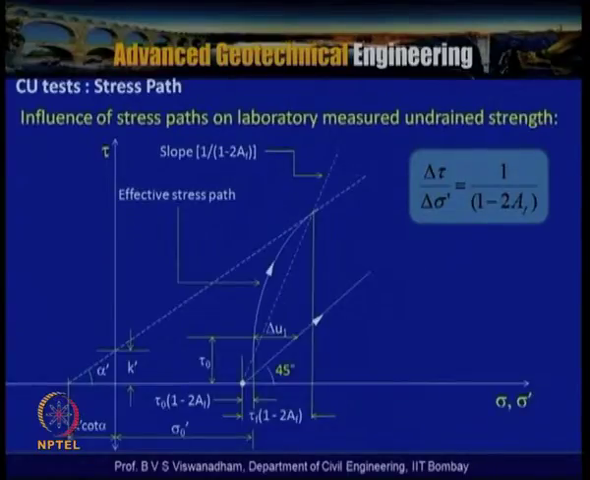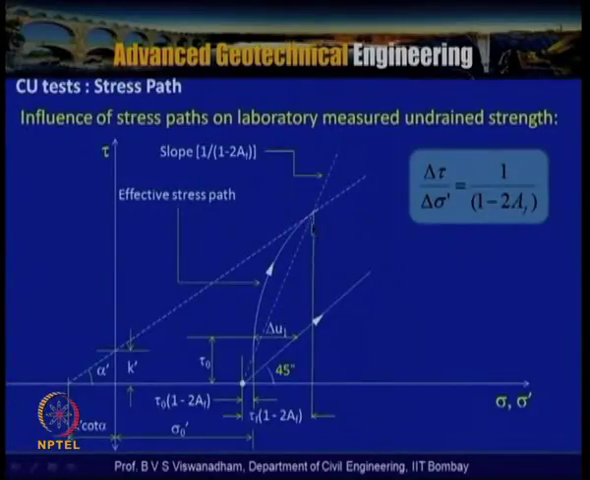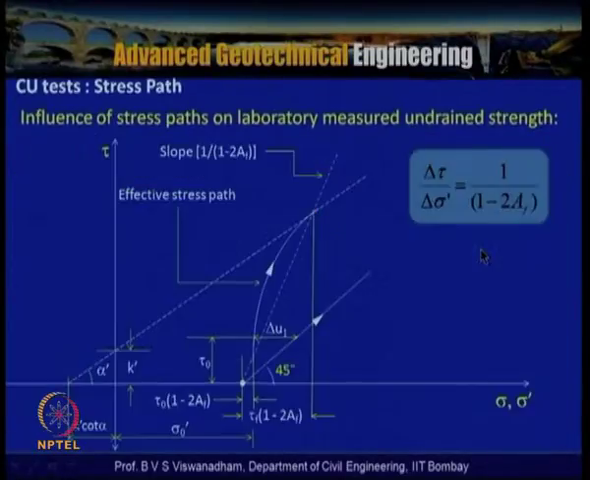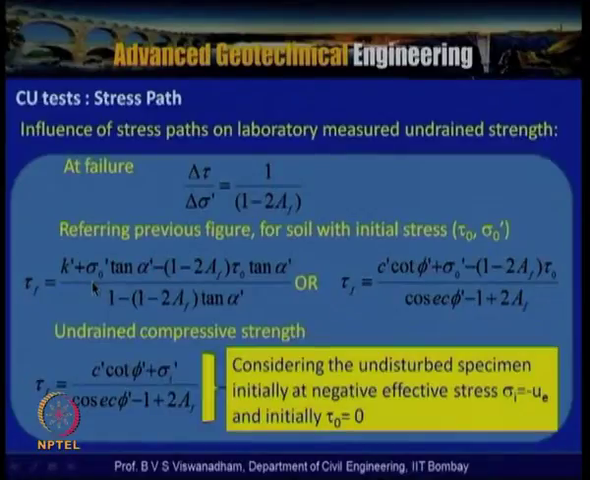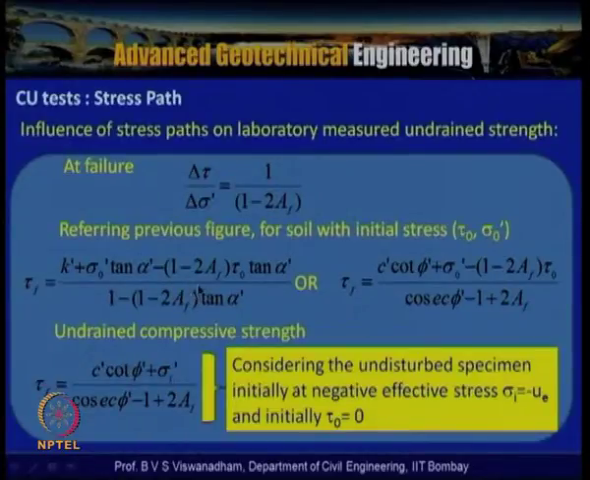Now at failure, delta tau by delta sigma dash is equal to 1 by 1 minus 2 AF. Referring to the previous figure, for the soil with initial stress tau naught and sigma naught dash, we can write tau f is equal to K dash, which is this ordinate, plus sigma naught dash tan alpha, the vertical axis ordinate, minus 1 minus 2 AF, tau naught tan alpha dash.